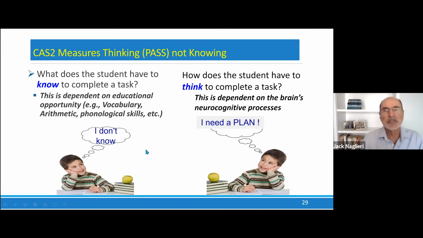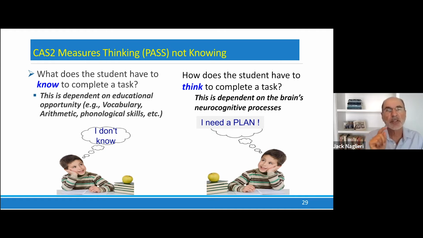So the second thing that we decided when we built the CAS was we needed to measure how well the student thinks in a way that is not confounded by what they know. So how do you figure this out? It's really kind of simple. Let's say you're giving an arithmetic subtest on a WISC or a Stanford-Binet or whatever, and the child didn't do very well. You can ask yourself these two questions. What did the student need to know to complete the task? Maybe it involved addition of two two-digit numbers, and then you have to find out, has the child been taught that yet or not? And how does the student have to think to complete the task? Well, maybe the child needs to use a plan, or maybe the child needs to follow a sequence, and so on. So these are critical questions.